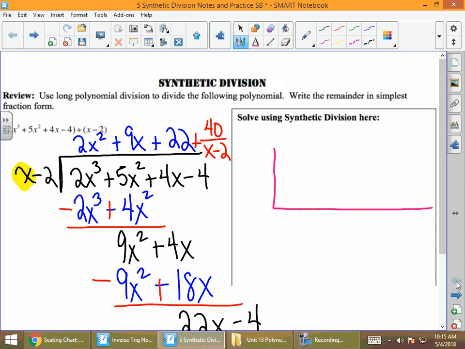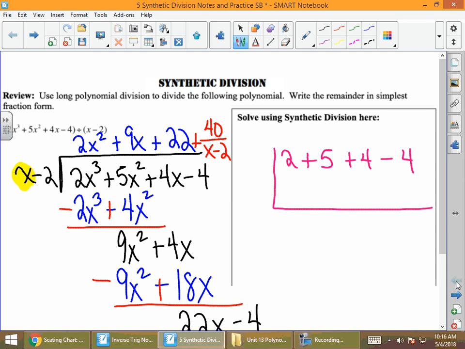Long division works based on variables. Synthetic division works with the numbers. So in our original problem, we start with 2x cubed, so this is going to be a 2. Then it's plus 5x squared, so we're going to write plus 5. Plus 4x, so we're going to write plus 4. And minus 4 is what we'll also write. We were in descending order.